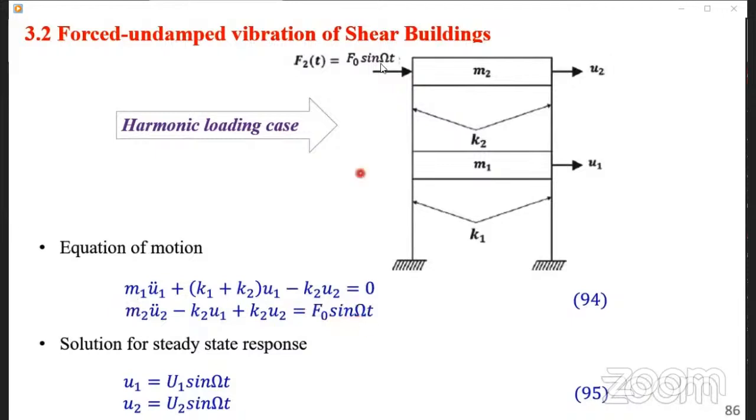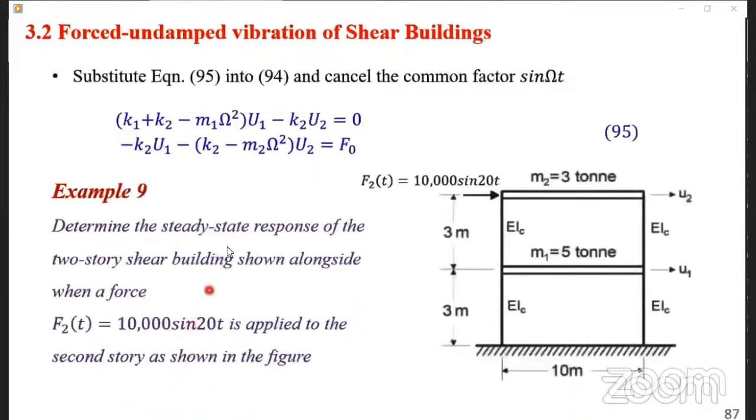So we are assuming harmonic loading. If you go back to a single degree of freedom, because we are continuing from the same, I believe this was lecture 3, where we talked about forced vibration for single degree of freedom. We found that the typical solution for this kind of equation 94 is of this nature: u1 sine capital omega t and u2 sine capital omega t. These are the typical solutions for the steady state response, and this is what we are solving to get the value U.